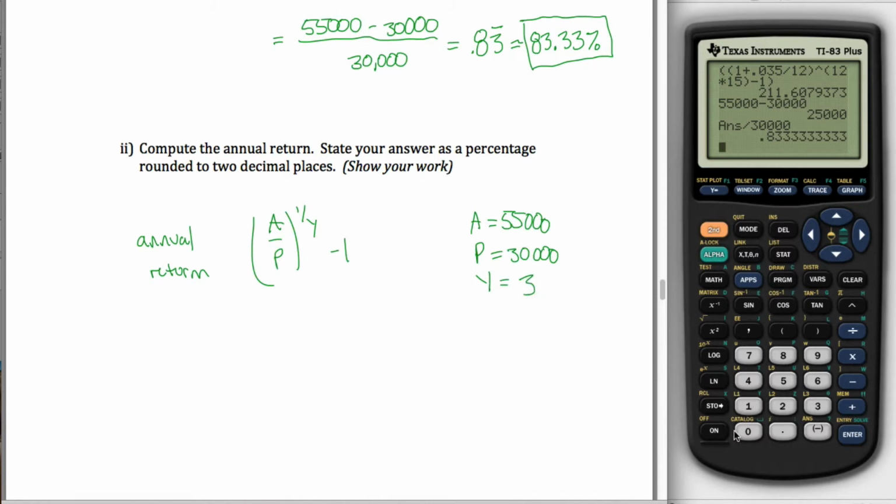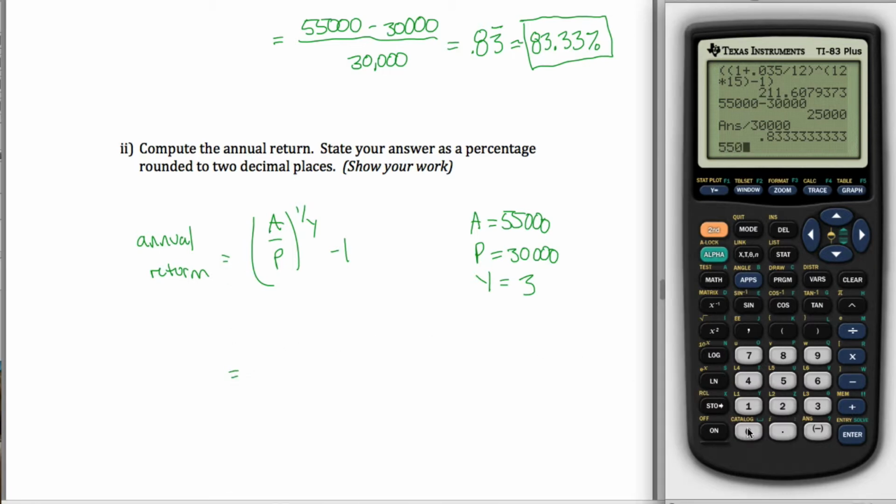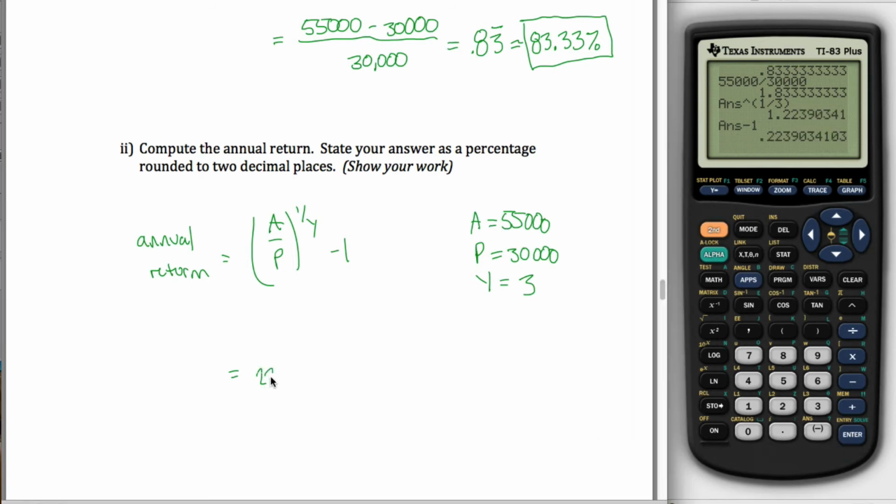Then you can plug this into a calculator, and you get 55,000 divided by 30,000. Get this answer, and that thing you want to raise it to the 1 divided by 3 power. Get the answer, and then from that you want to subtract 1. Hit enter, you get 0.2239 or 22.39%.